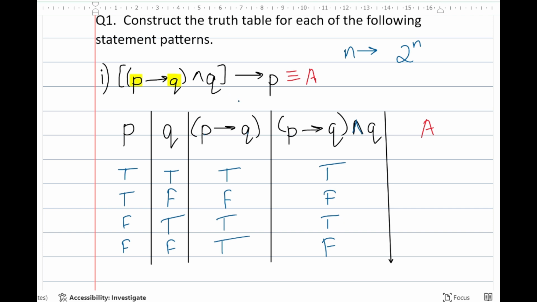Now with this, the last one is tending to P. So T and T, good person going to a good person, good thing. Bad person going to a good person, good thing. Good person going to a bad person, bad thing. And a bad person going to a bad person, doesn't really matter, it's a good thing, right?